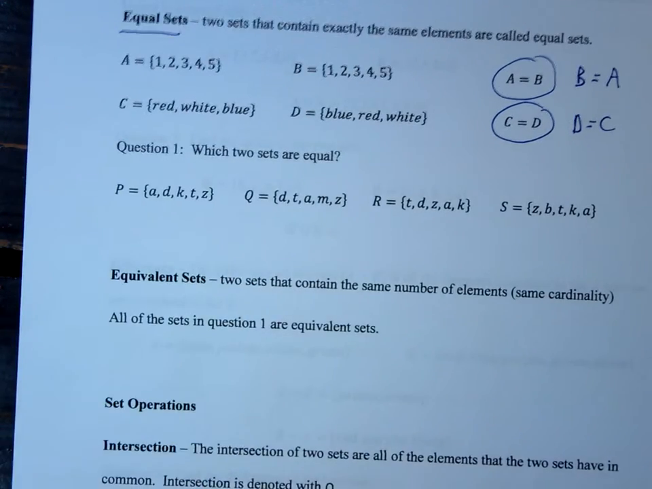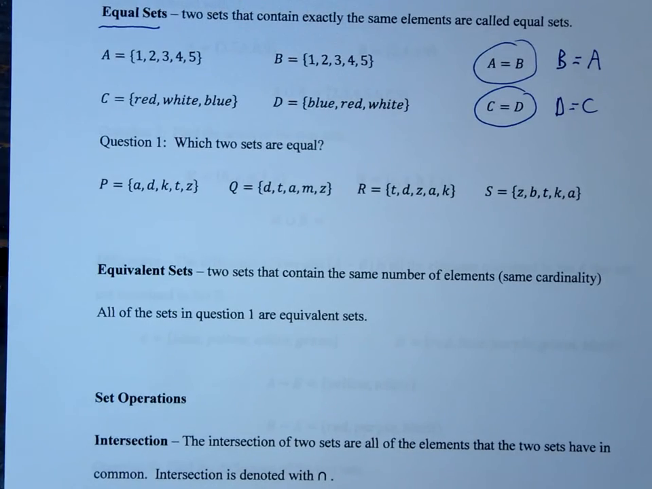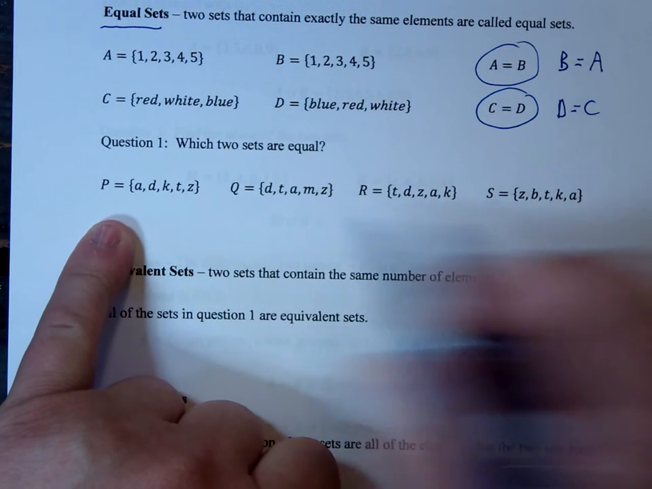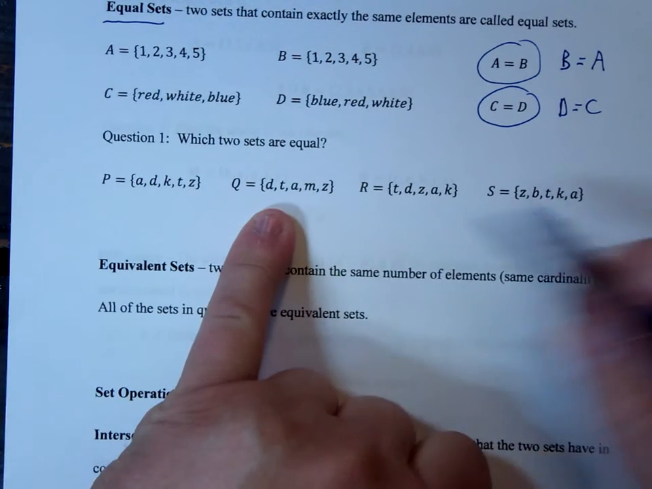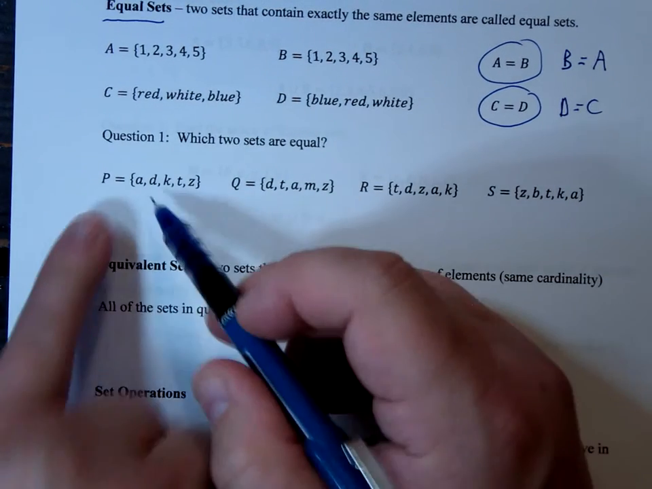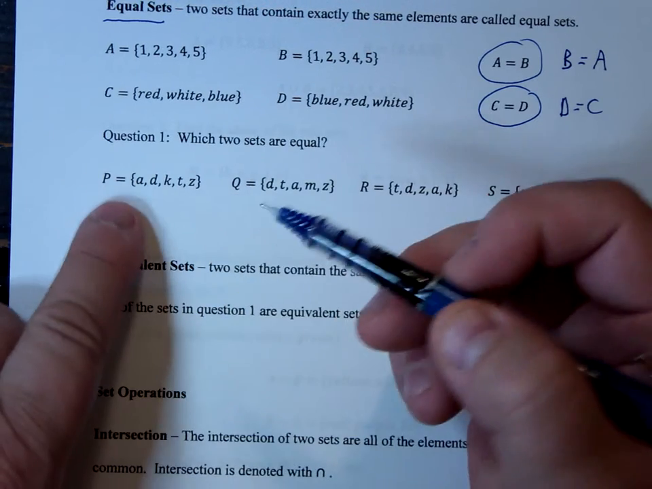So look first, pause if you need to, but see if you can determine which two sets are equal in that list of sets. Equal meaning they have the same number of elements and those elements are the exact same. Alright, so I'm going to start with P and compare it to each one. If it doesn't equal any of those, then I go to Q and check it with the next two, and then R, and so forth. So P has A, D, K, T, Z.